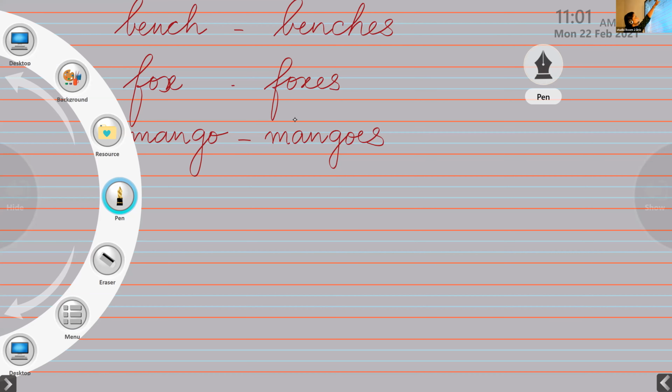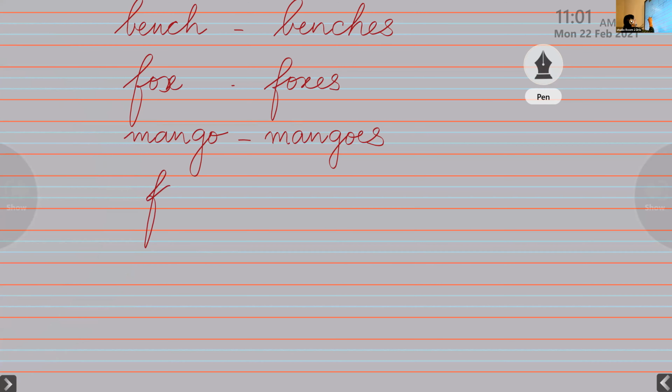For example, what is the word? Family. Write it. Family, all the y rules here. It is preceded by a consonant. So what we have to do? Families.